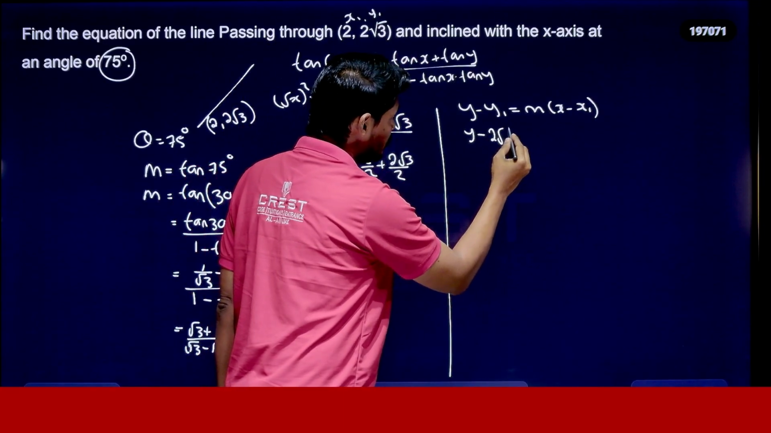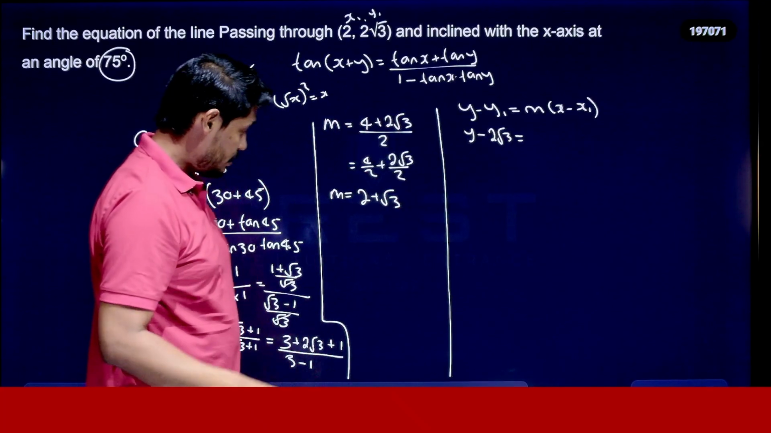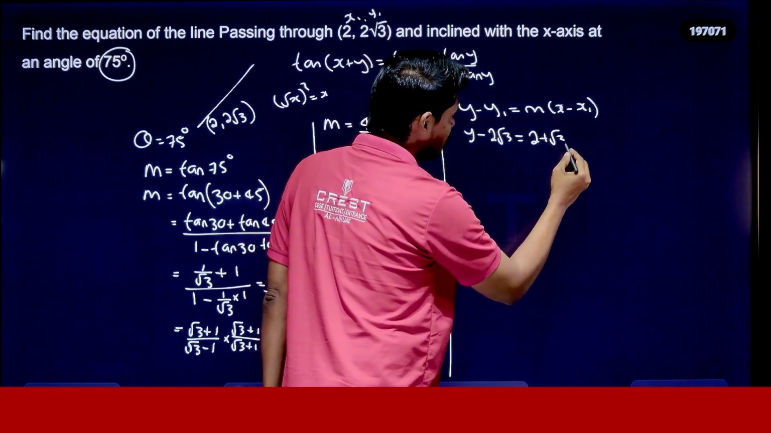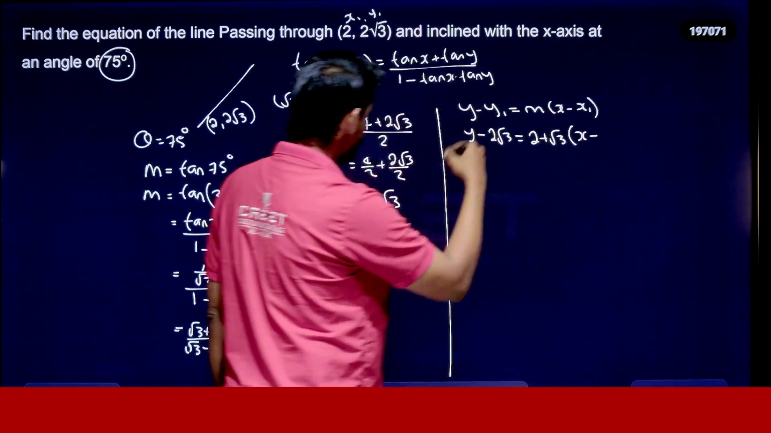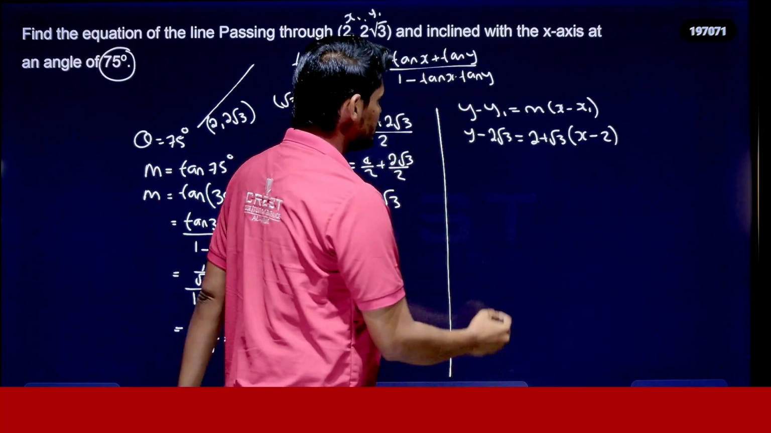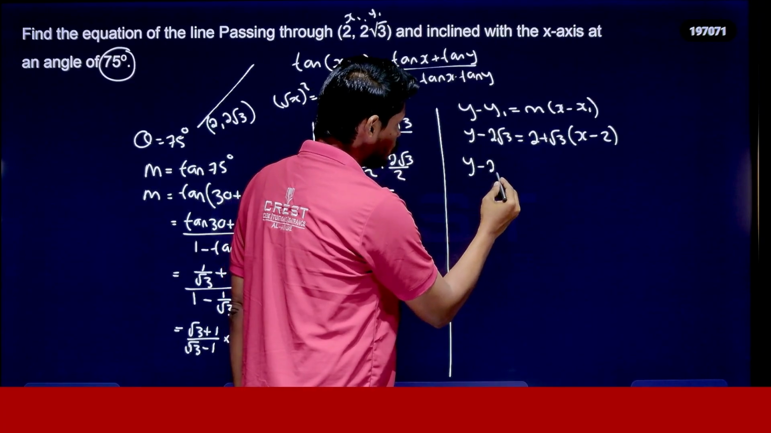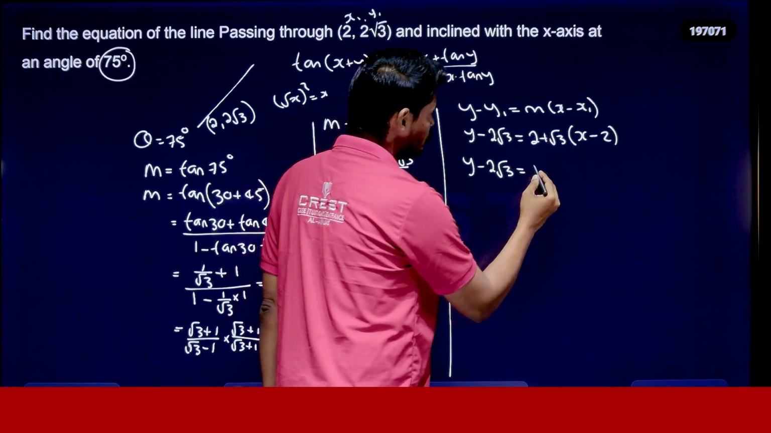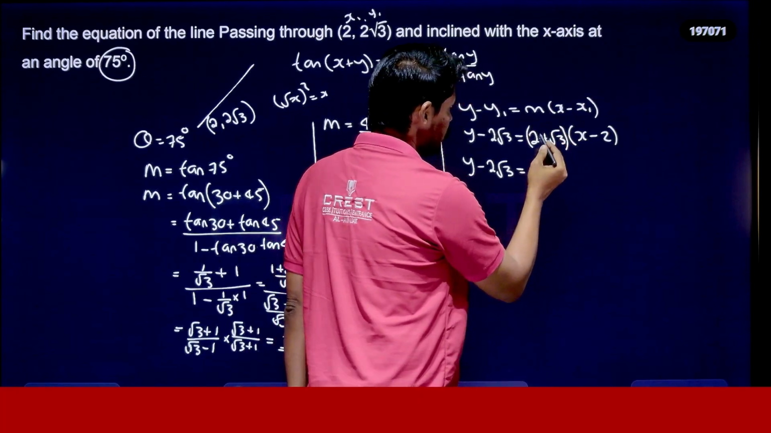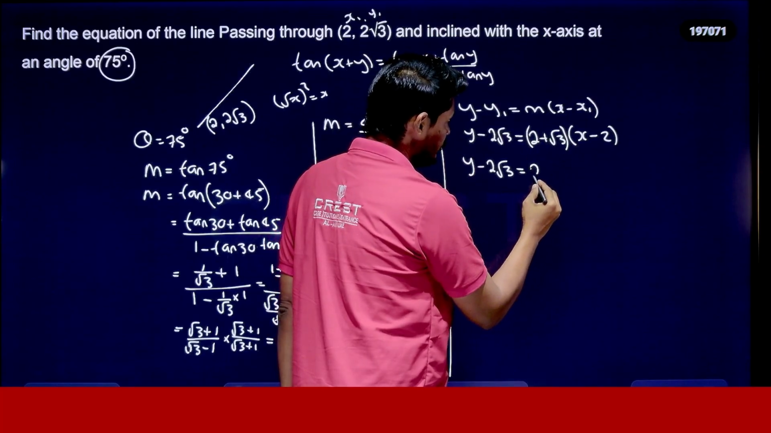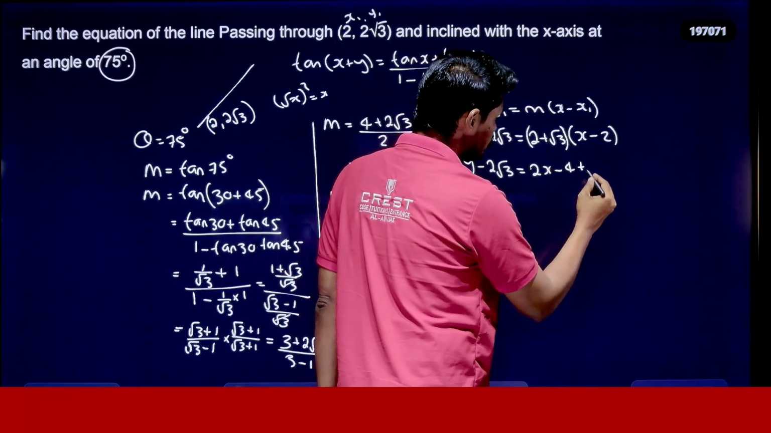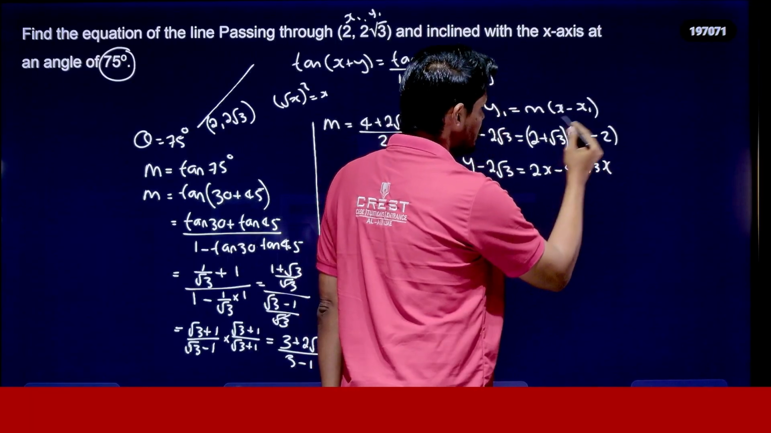2 root 3 equal to, what is our m? m we have already found, 2 plus root 3, into x minus, what about x1? x1 is 2. Okay, further calculating, you will get y minus 2 root 3 equal to this 2 plus root 3, this whole term will come. So when expanding this, 2x minus 4 plus root 3 x minus 2 root 3.